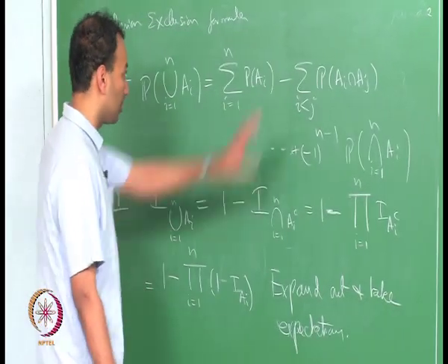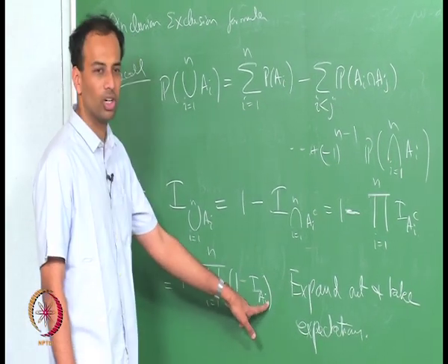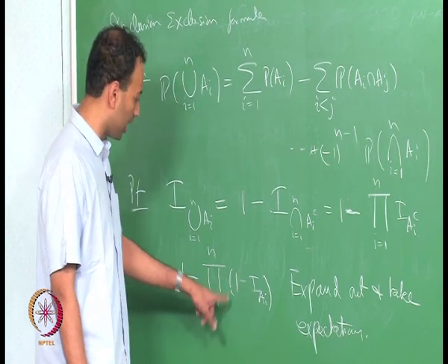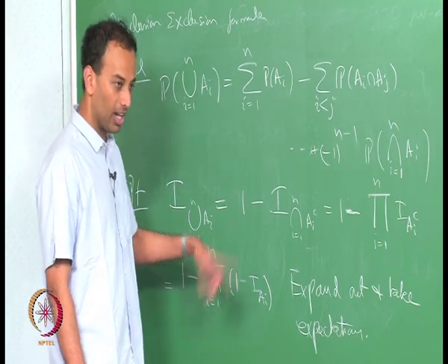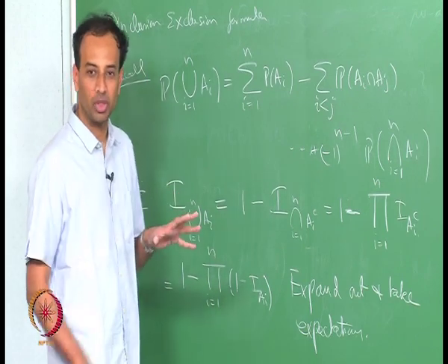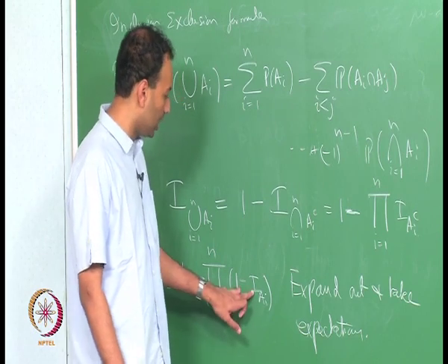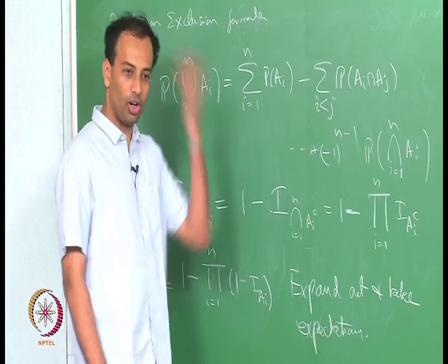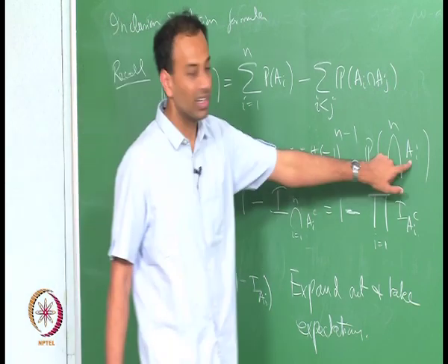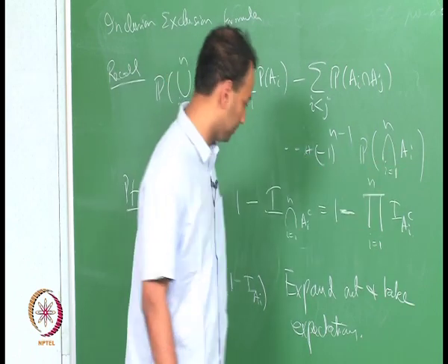In order to write it, maybe it will take a little more space, but I am sure you can do that. You just expand this product out. This is like 1 minus these indicators, so 1 minus I_A1, 1 minus I_A2, and so on, and then there will be 2 terms at a time, 3 at a time, and so on. Finally, there will be a product of minus 1 to the n minus 1 times the indicator of the product of the indicators of all the A_i's, which will finally give you that term. Finally, if you take expectation, you get that term.